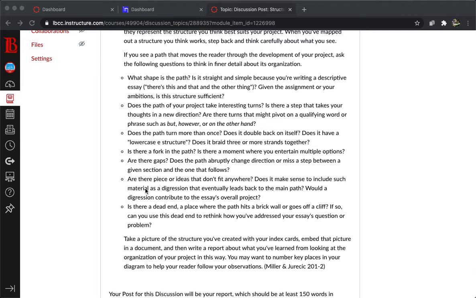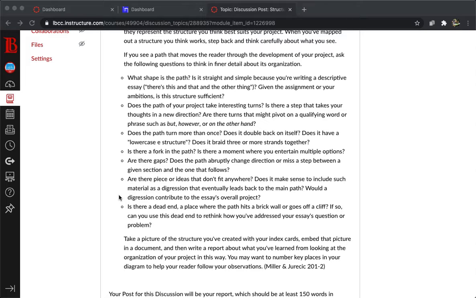Are there pieces or ideas that don't fit anywhere? Does it make sense to include such material as a digression that eventually leads back to the main path? Would a digression contribute to the essay's overall project? So digressions are not always a bad thing, as long as they circle back to the main point of your essay, right?